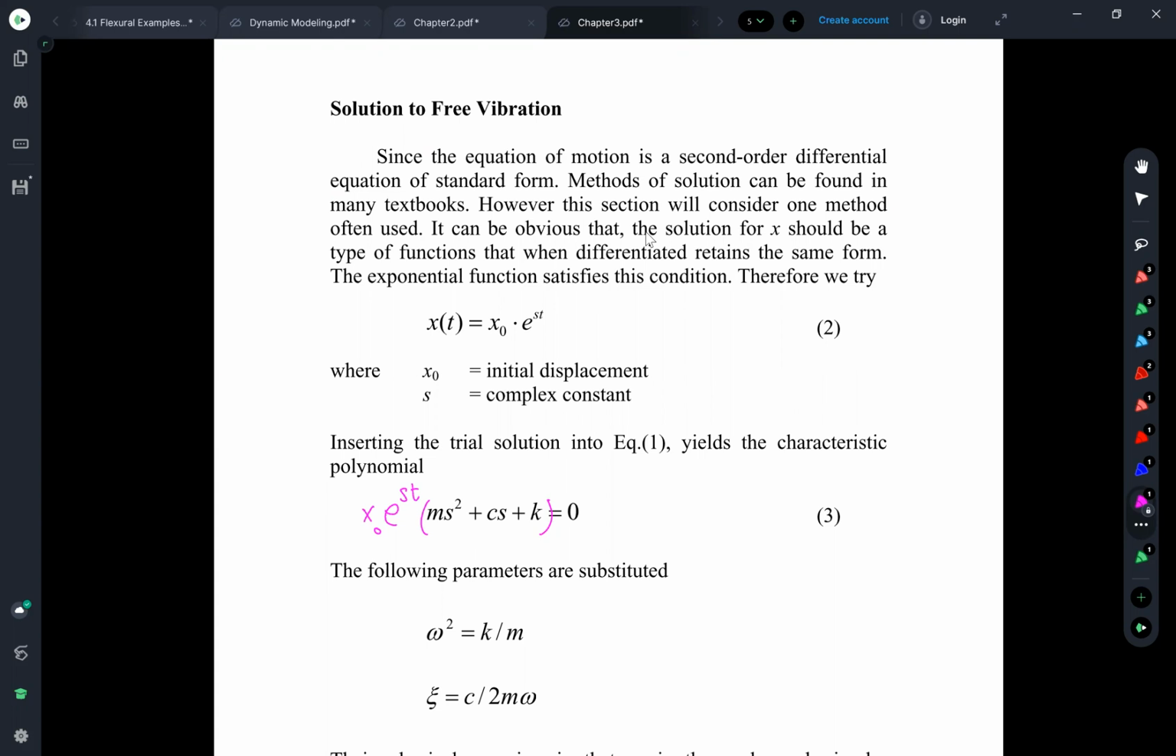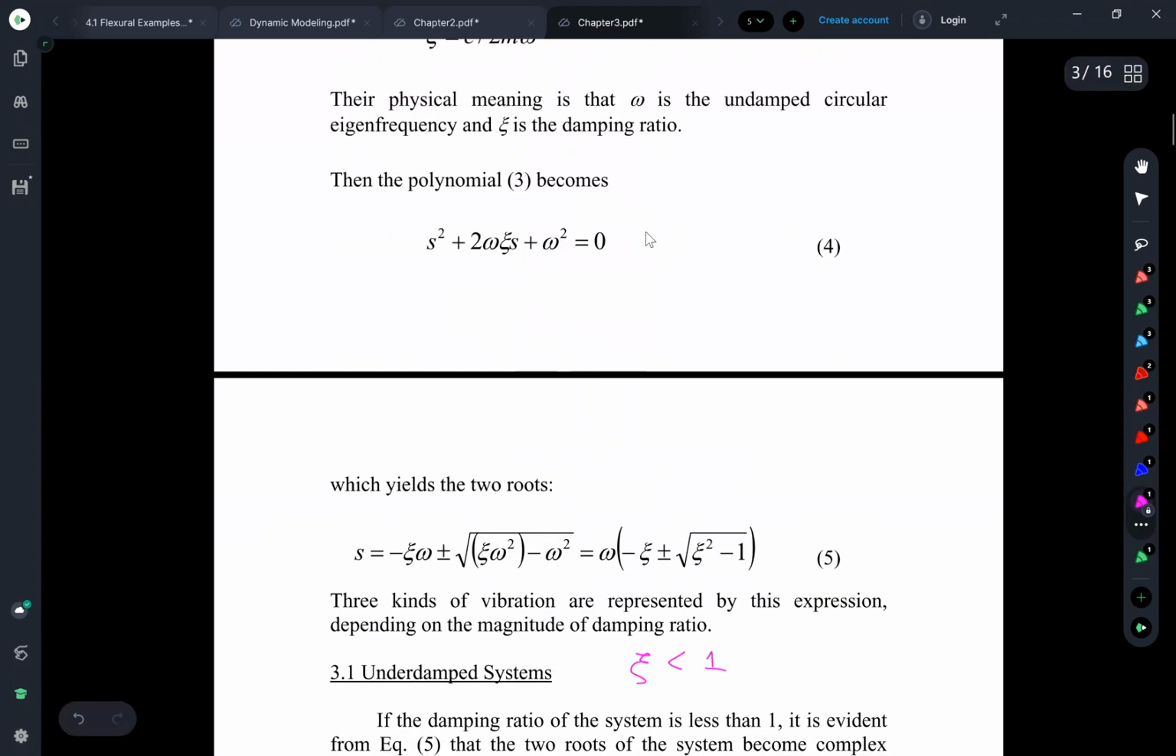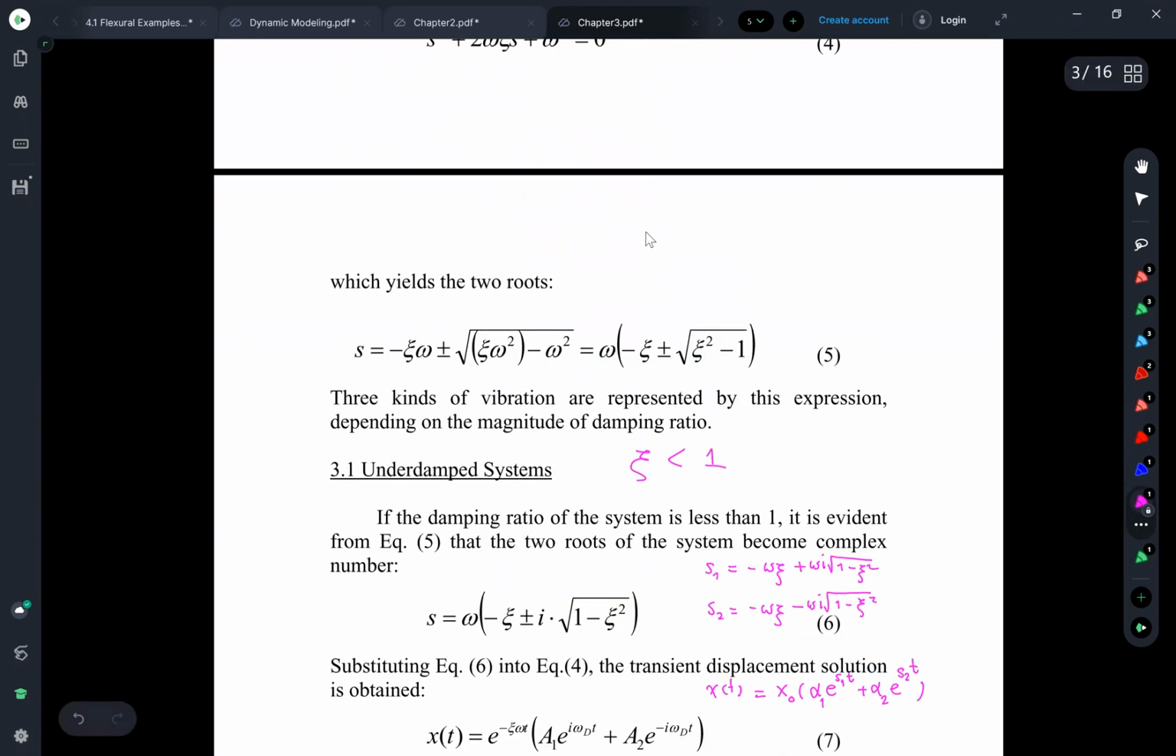Therefore, we assume this form in equation number 2 and introduce it into equation number 1. When you introduce 2 back into equation number 1, we find equation number 3, something like this, right? And I think you should already know about the 3 possibilities of the system characteristic.